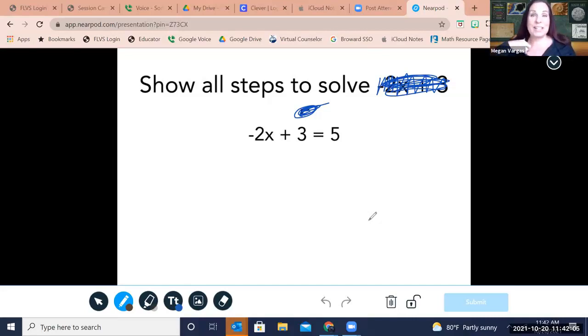Let's do this one together. In the chat, just to me, DM, tell me the first step. What is the first step to solving this equation? Just to me. Make sure it doesn't go to everyone. What is the first step?